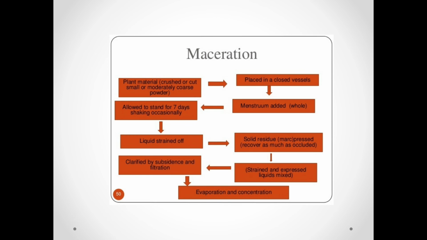This is the tree diagram of the maceration, in which plant material which is crushed or cut small, or moderately coarse powder, gets converted into coarse powder. Then it is placed in a closed vessel. Then menstruum is added. Then it is allowed to stand for 7 days, shaking occasionally. The liquid gets strained off. The solid residue, that means marc, is pressed to recover as much as occluded. Then strained and expressed, the liquids mixed, then again clarified by subsidence and filtration, and then evaporation as well as concentration.